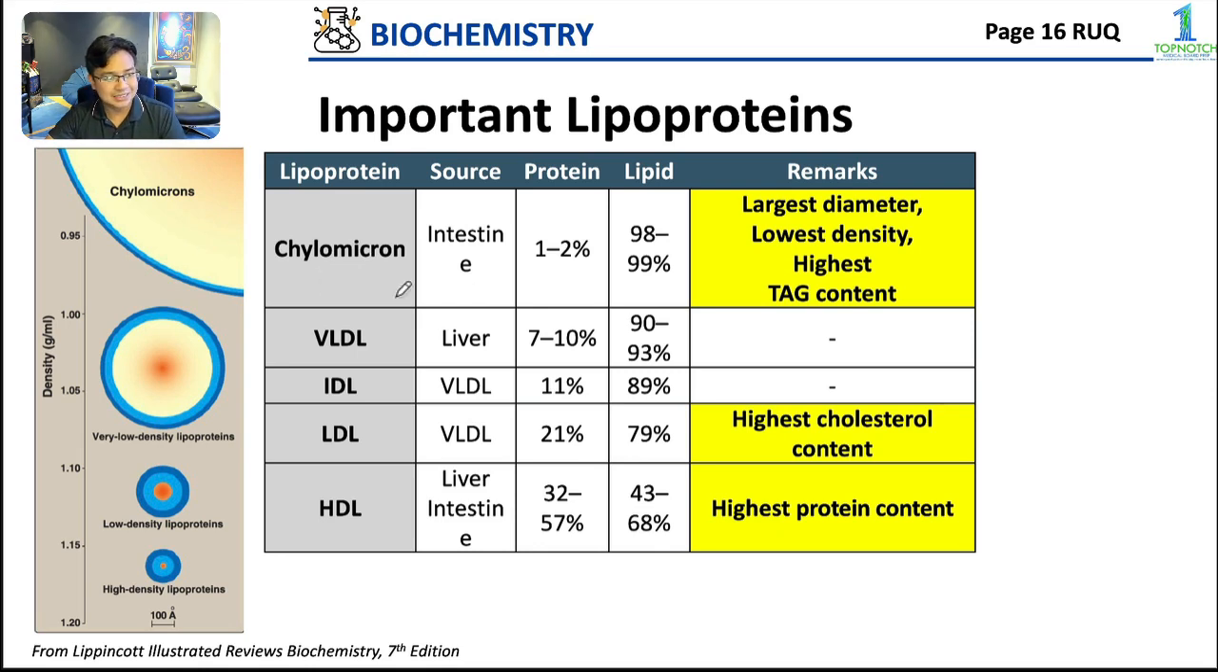What I would like you to learn here is that there are different properties. Chylomicron yung pinakamalaki sa lahat and has the lowest density. So, when you put it in water, siya yung pupuna sa pinakataas. And it has the highest TAG content. LDL has the highest cholesterol content, while HDL has the highest protein content.